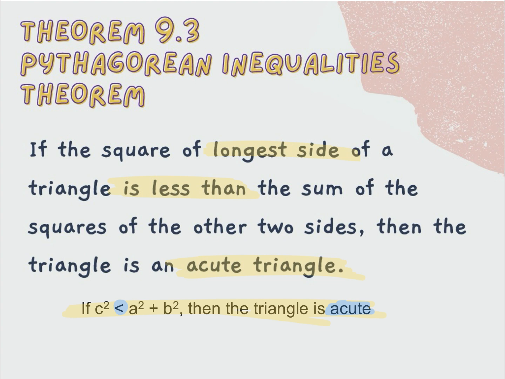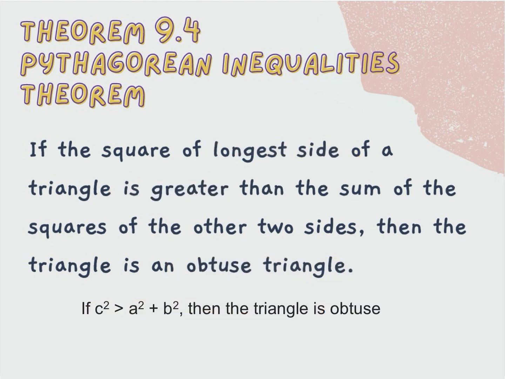So looking at the next one, it's almost the exact same thing, except you're still squaring your longest side, but now it has to be greater than. If your longest side squared is greater than the sum of the squares of the other two sides, then the triangle is obtuse. I know this sounds like gibberish, so looking at the examples on the next slide will definitely help. Again, it has to be greater than to be obtuse.